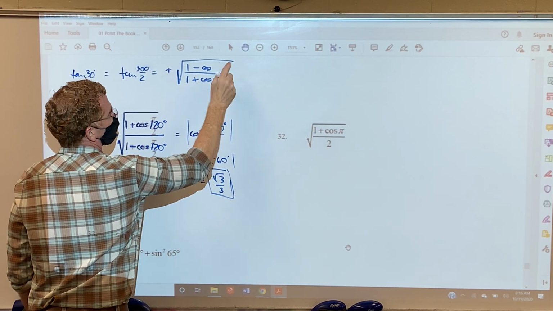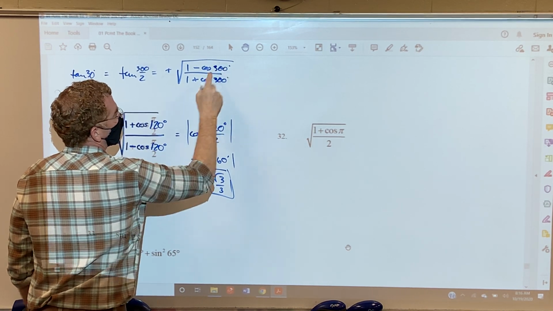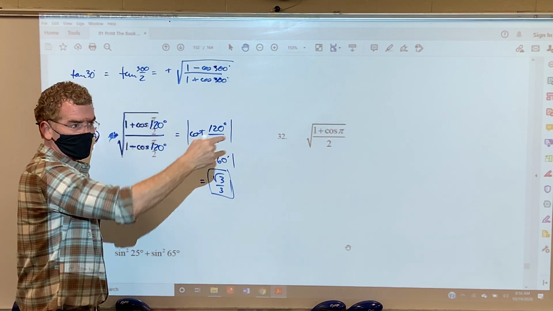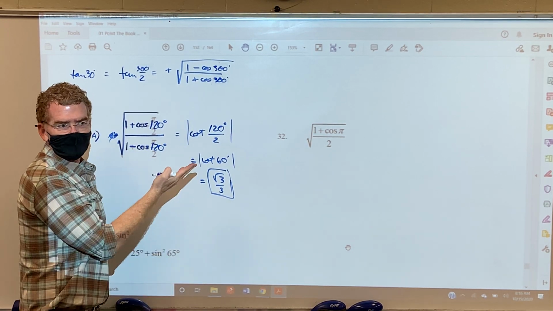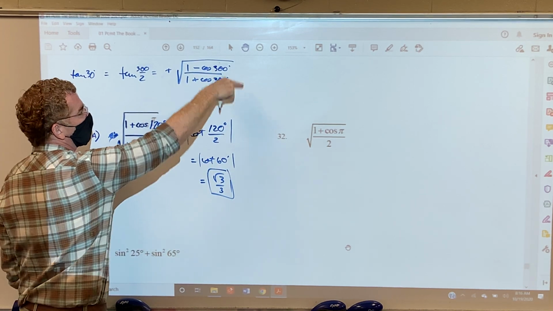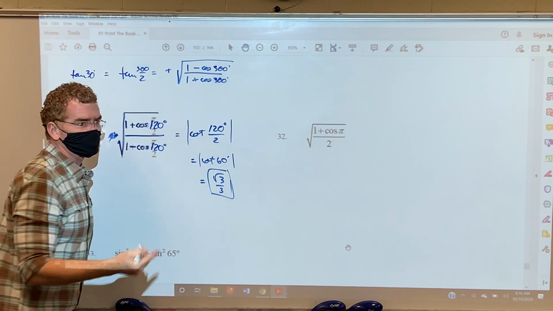Well, what if I said, what's tangent of 300 over 2? Well, you come over here and plug in a 300, right? But the problem is, this is going to give me a positive value because I'm square rooting a positive. I can't get a negative. I can't square root a negative. I have to only square it positive. So this ends up being positive here. And when I square root it, it's still positive.